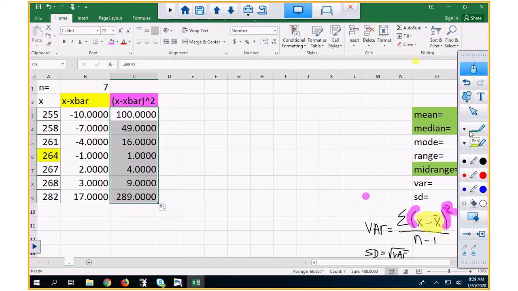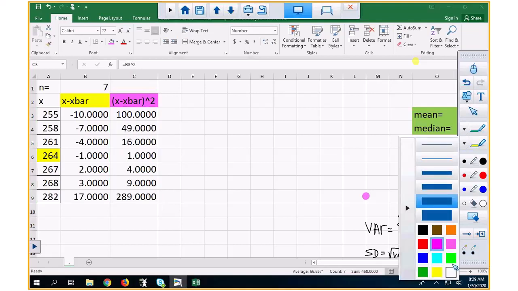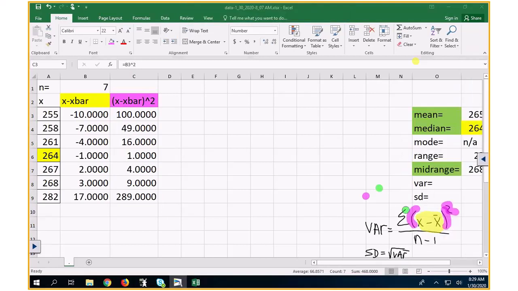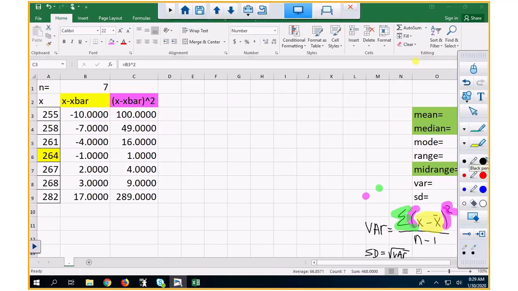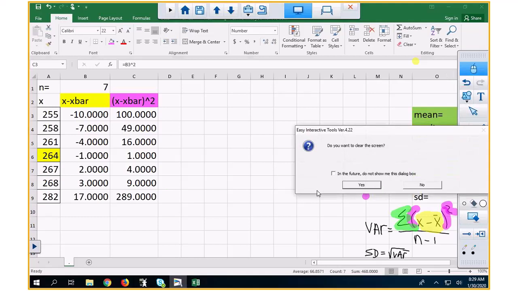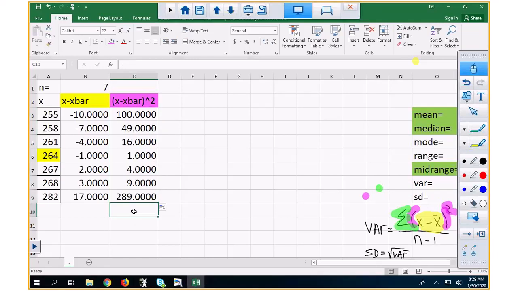Now I'm going to take my handy dandy highlighter and I'm going to use Verde. And what does that funky E mean? You said it a while ago. You add them all what? Add them all up. So I'm going to put it right here, and I'm going to color that Verde. And summation, add them all up. And right there in green is your numerator for your variance.